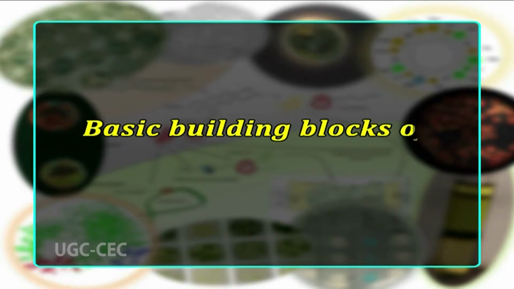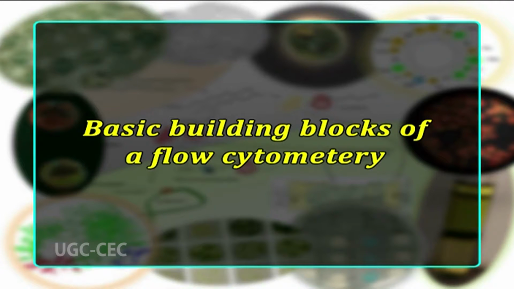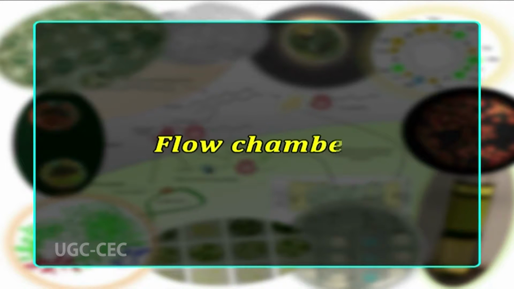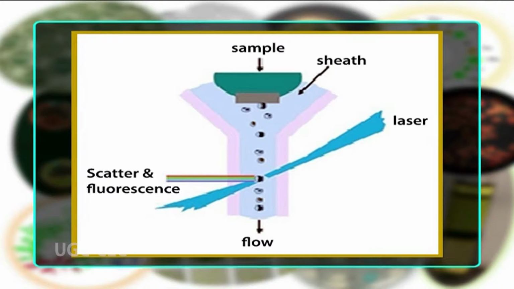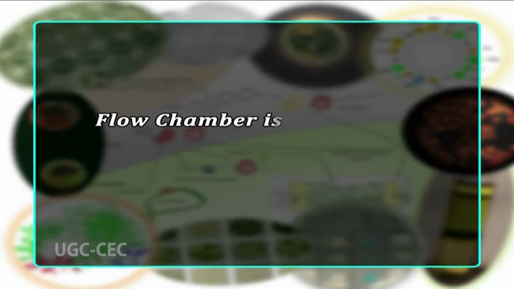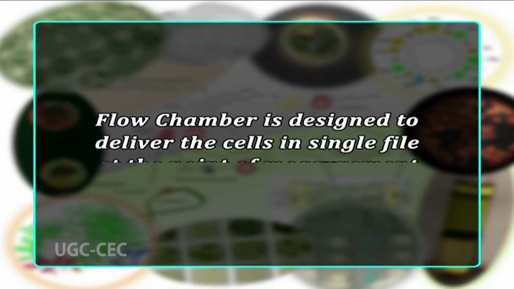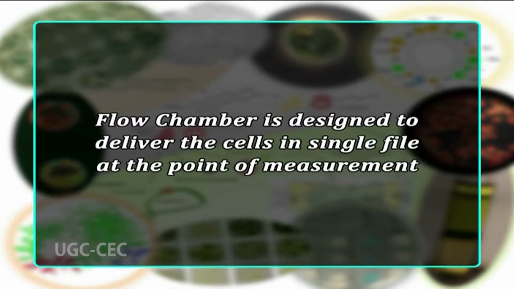Friends, I will demonstrate the basic building blocks of a flow cytometer. It includes the flow chamber. The flow chamber lies at the heart of the instrument. This is often called a flow cell. It is designed to deliver cells in a single file at the point of measurement.